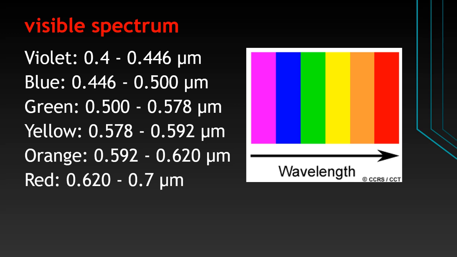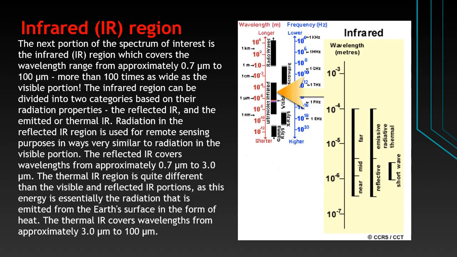Blue, 0.446 to 0.500 micrometer. Green, 0.500 to 0.578 micrometer. Yellow, 0.578 to 0.592 micrometer. Orange, 0.592 to 0.620 micrometer. Red, 0.620 to 0.7 micrometer.